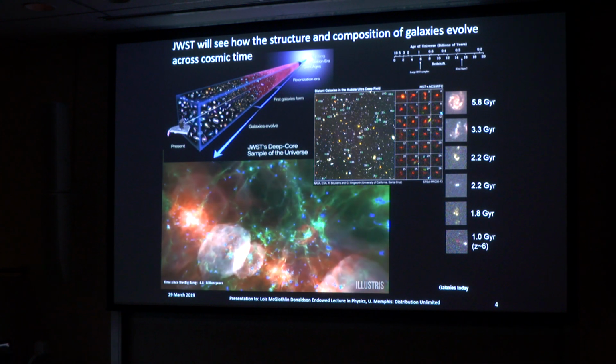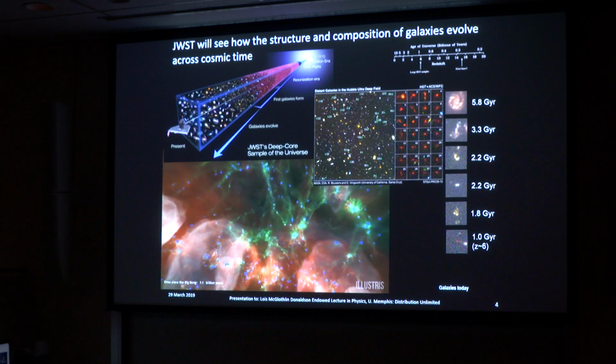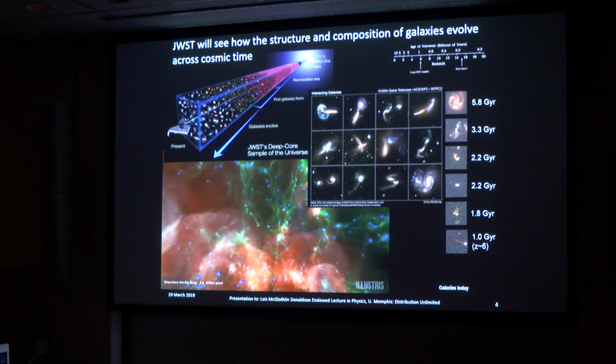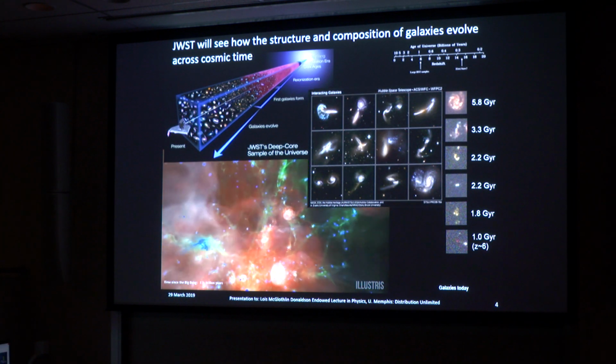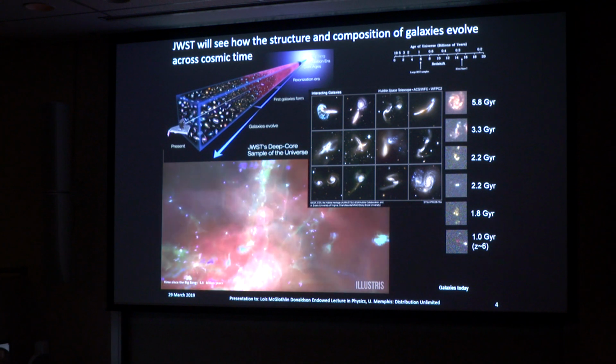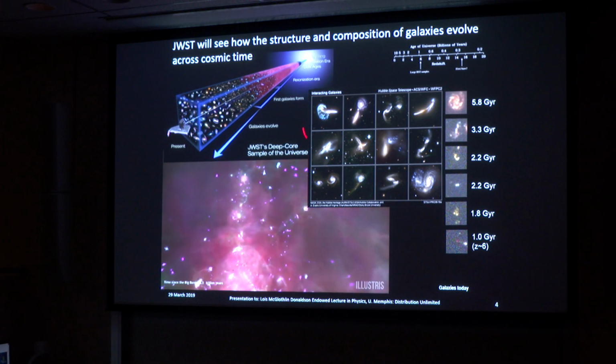One of the things that we want to study as we look back in time with the Hubble Space Telescope is what's causing this change in how galaxies appear.